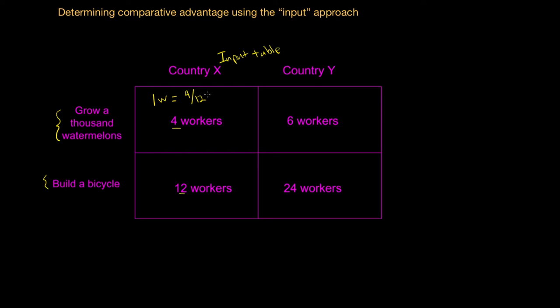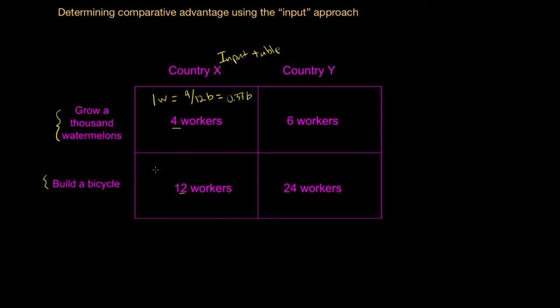4/12 of a bicycle. How did I come up with that? Because it takes 3 times as many workers to build a single bicycle as it does to grow 1,000 watermelons. So the result here is that for each watermelon that country X produces, it is giving up only 4/12, that is 1/3, or I like to express opportunity costs in terms of decimals, it's giving up 1/3 of a bicycle. It takes 3 times as many workers to build a bicycle as it does to grow 1,000 watermelons.